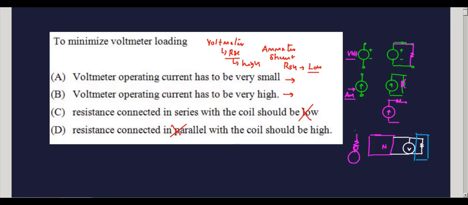If the current going into the voltmeter is small, then the resistance will be high. A high resistance simply acts as an open circuit, so it can be neglected, and this will be equivalent to an ideal voltmeter. Otherwise, this internal resistance of the voltmeter causes the loading effect.